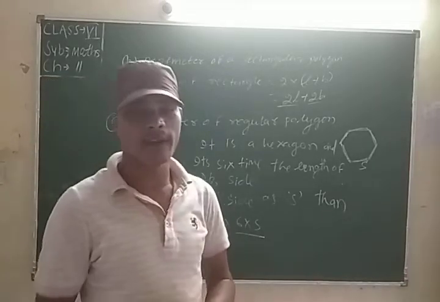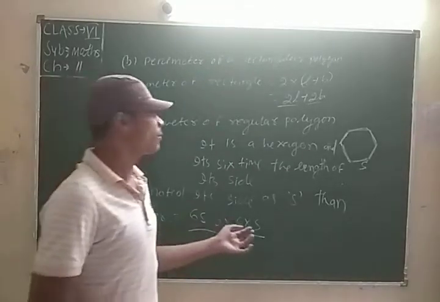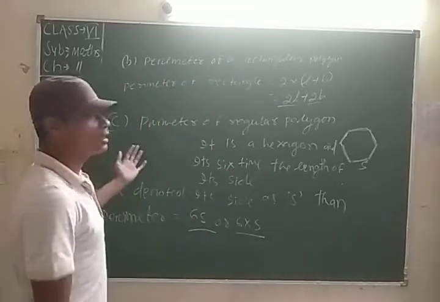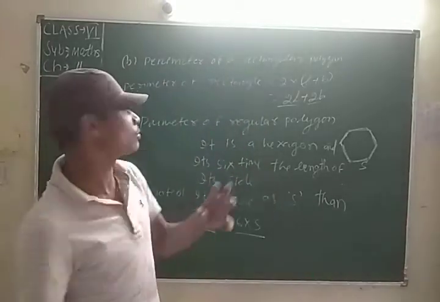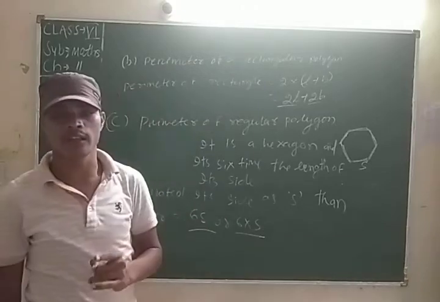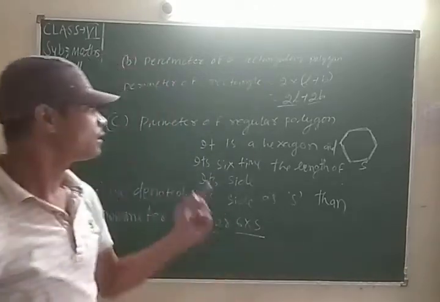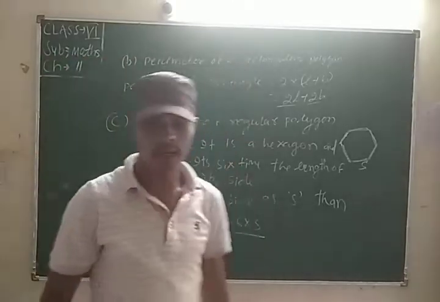Now let us find the perimeter of a triangle. How can you find the perimeter of a triangle? Here we express each statement as a variable statement. First we found the perimeter of a square, then a rectangle, then a regular polygon, and next we find the perimeter of a triangle.